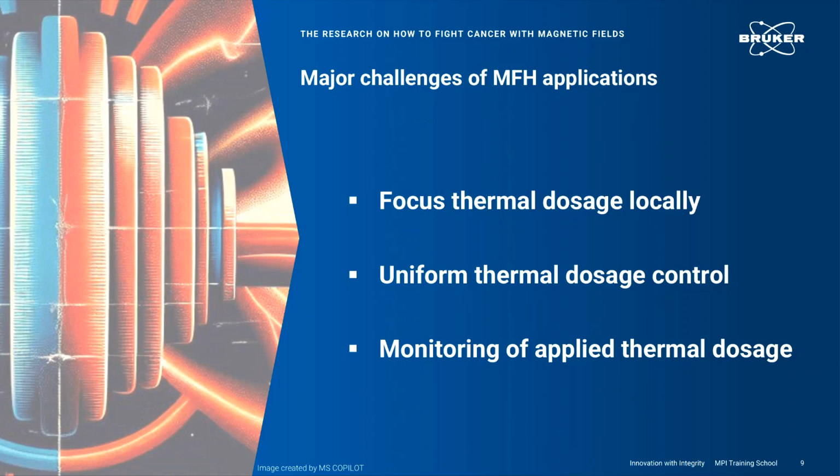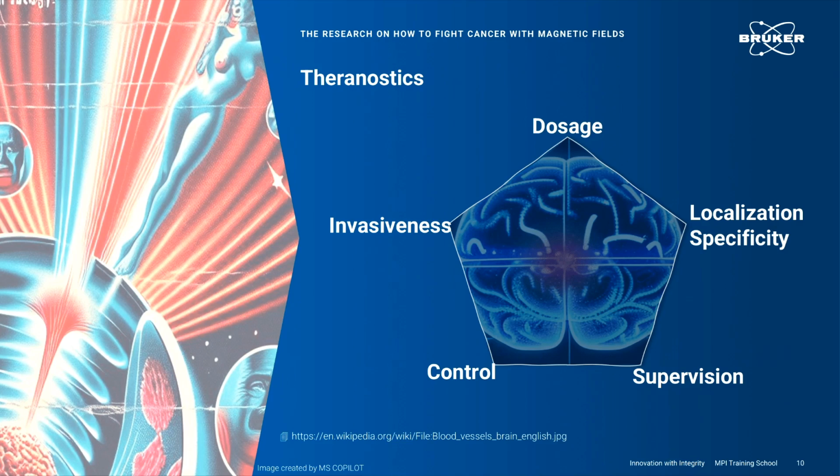So there are a couple of main challenges in magnetic fluid hyperthermia. First of all, we need to focus on the thermal dosage. We need to have a uniform thermal dose in a controlled area, and we need to monitor what's going on in the body. And these are so far unsolved topics.